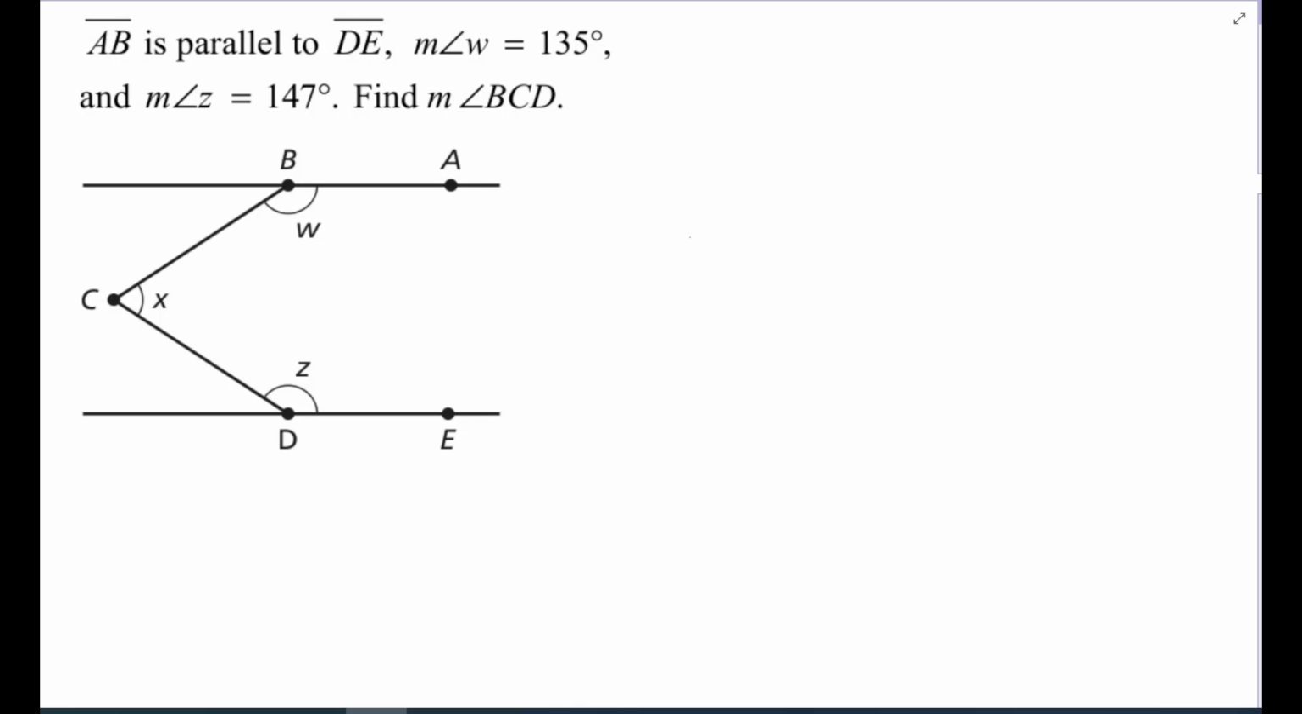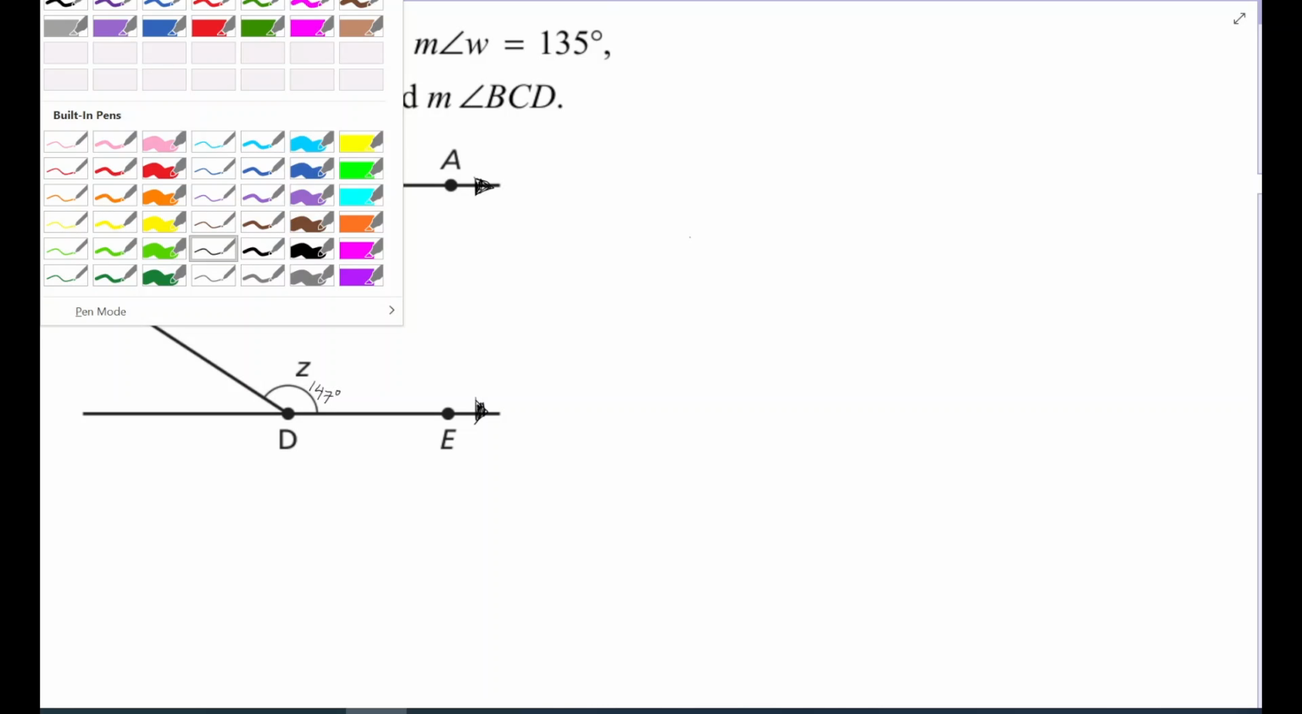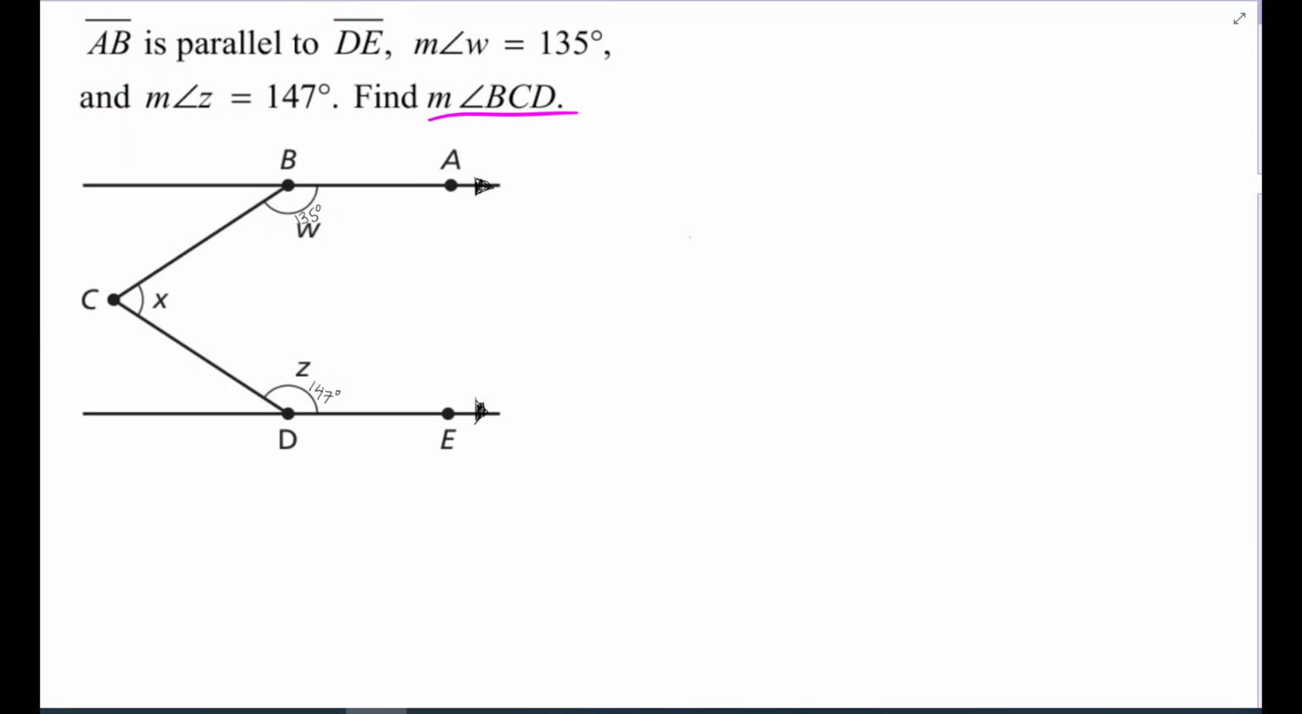Okay, so we are told that AB, this line here, is parallel to DE. Okay, that's good to know. We are also told that the measure of angle W is 135 degrees, and that the measure of angle Z is 147 degrees. And we are asked to find the measure of BCD, or angle X. How do we do that?